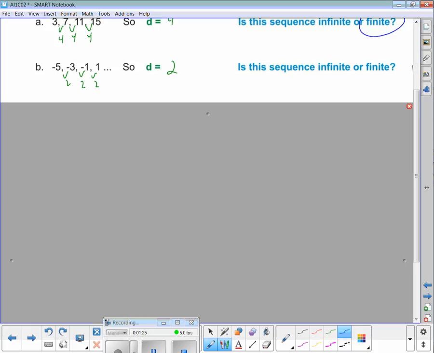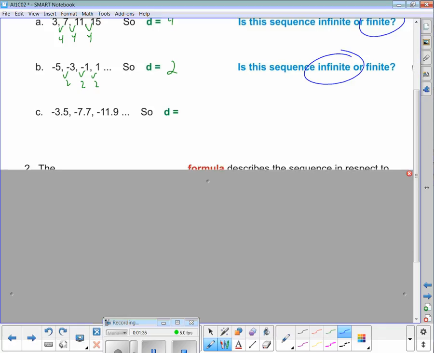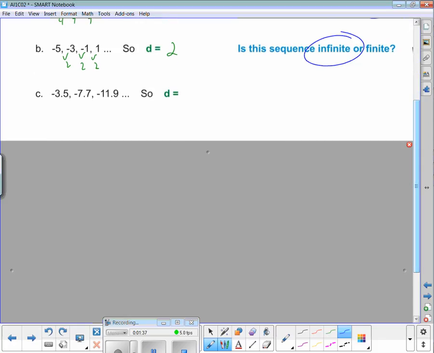All right. Is it infinite or finite? It is infinite, of course, because it goes on forever and ever and ever. Amen. All right. C. All right. Figured that one out. No problema. You can do it.